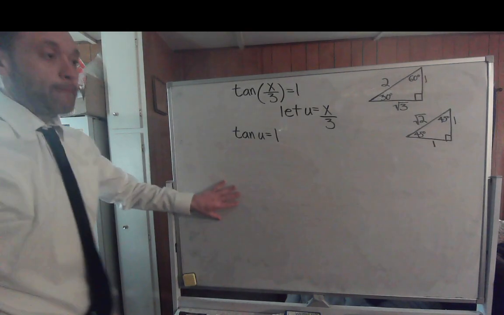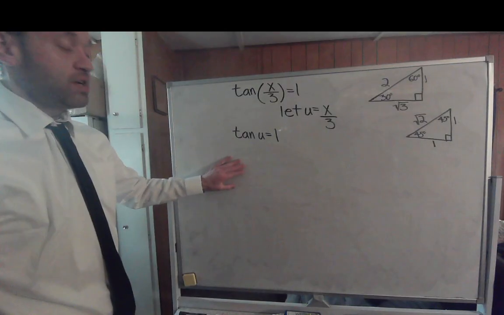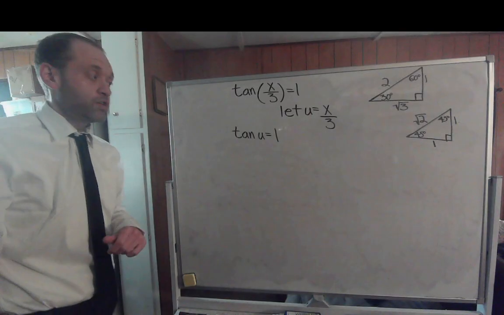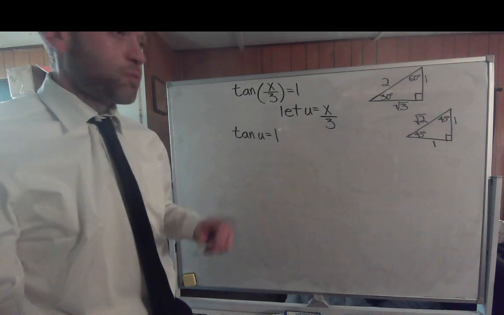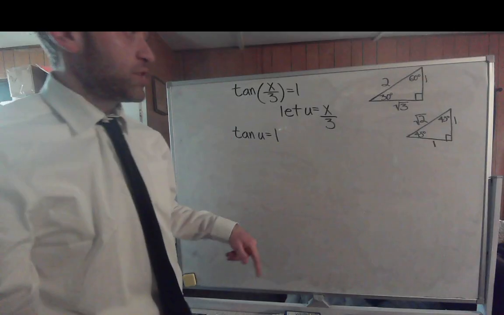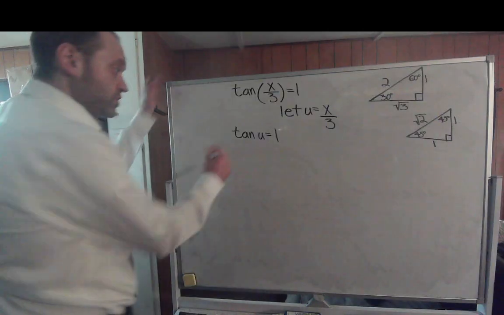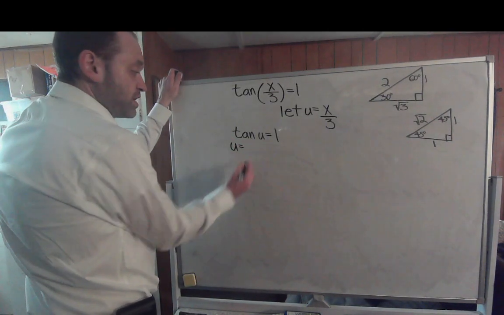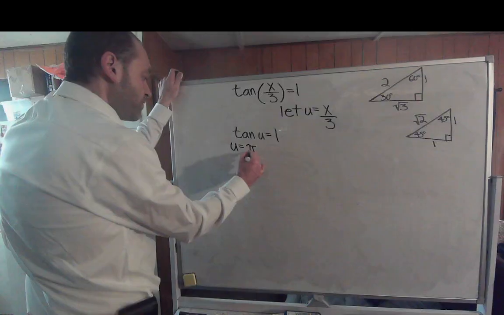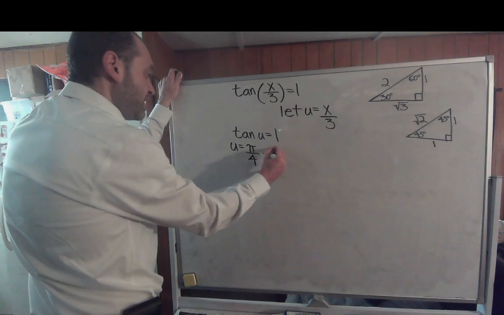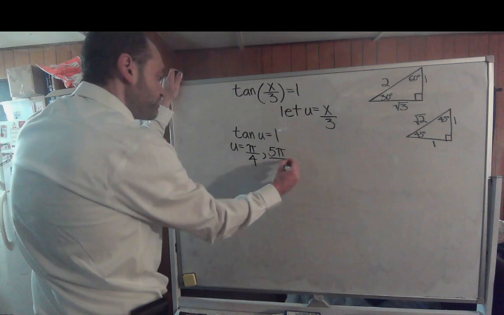Okay, so where do you get a tangent that's positive? That's going to be in the first and third quadrants. If you look at your 45, 45, 90 right triangle, the tangent of 45 is 1. So in the first quadrant, of course, you'll have u equals pi over 4. And then the third quadrant, that would turn into 5 pi over 4.